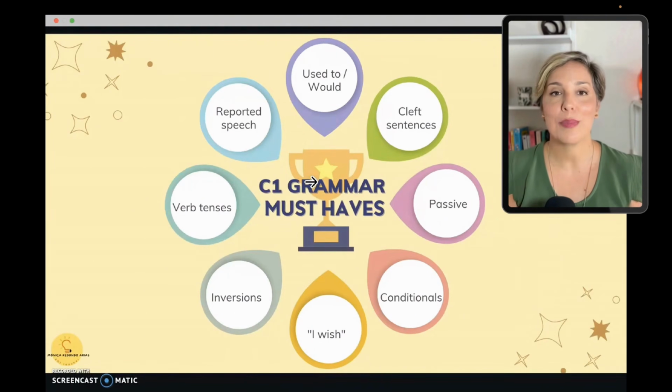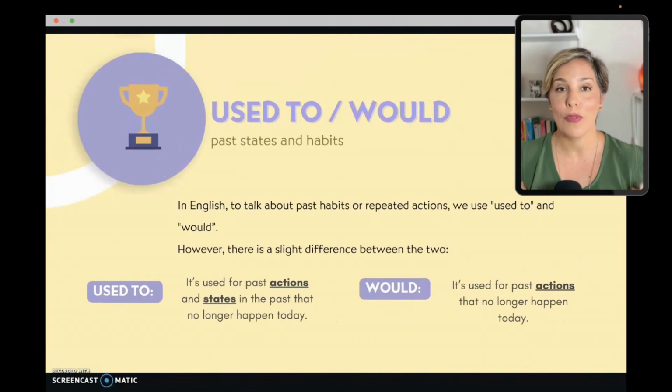So come with me, I'm going to show you the first 3 grammatical structures, and for that I need my computer. Let's begin with the first 3 grammatical structures you need for your C1. In the first place, here you have all the different structures that we'll be dealing with in the next series of videos that are coming up in the channel. But today I want to begin with the structure of used to and would.